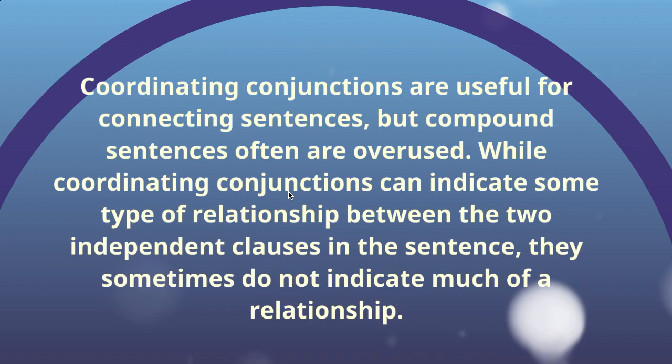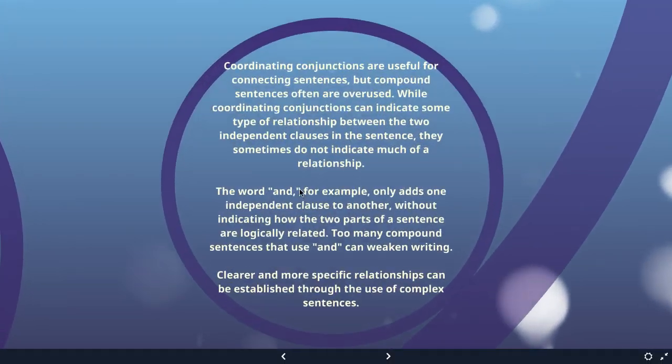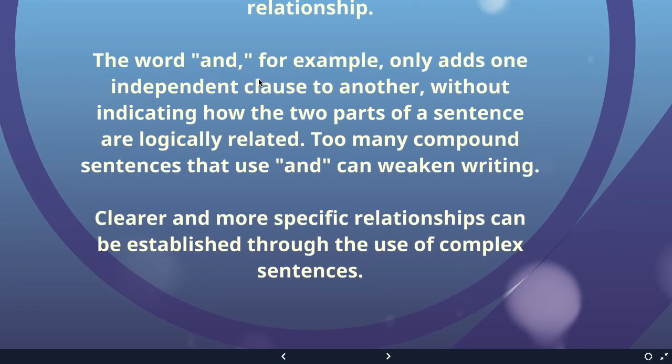So you're moving on to, I think we're on page 3 at this point. So the word "and," for example, adds one independent clause to another, but it doesn't indicate how those two parts are related. So a lot of compound sentences that use "and," "or," "so," "but," those are the most common ones, can kind of weaken the writing. Clearer, more specific relationships can be established through the use of complex sentences.